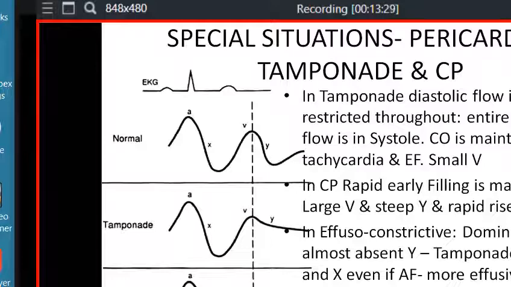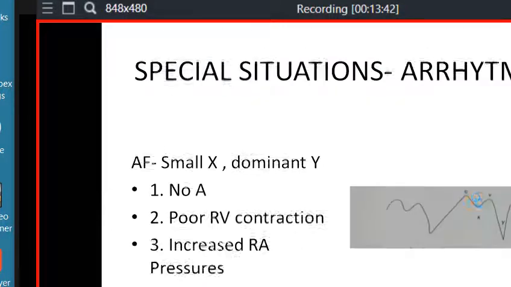So we will come to some special situations like AFib. In atrial fibrillation, there is really no A wave, and so the X descent is very small unless there is tamponade. So unless there is tamponade, it looks very small, and then there's a large Y descent. So this looks somewhat like a tricuspid regurgitation picture. So you can see the tricuspid regurgitation picture is like this.